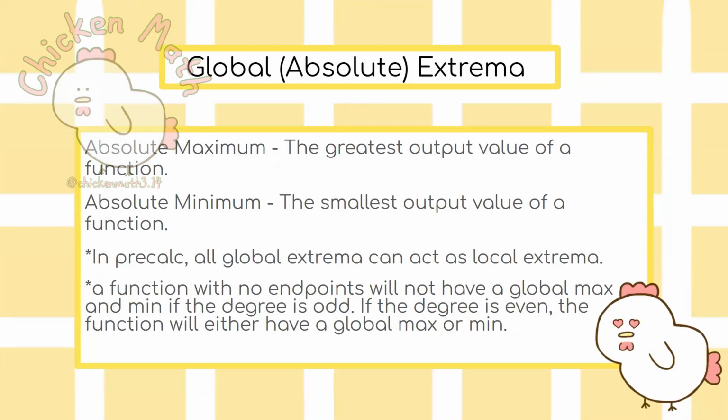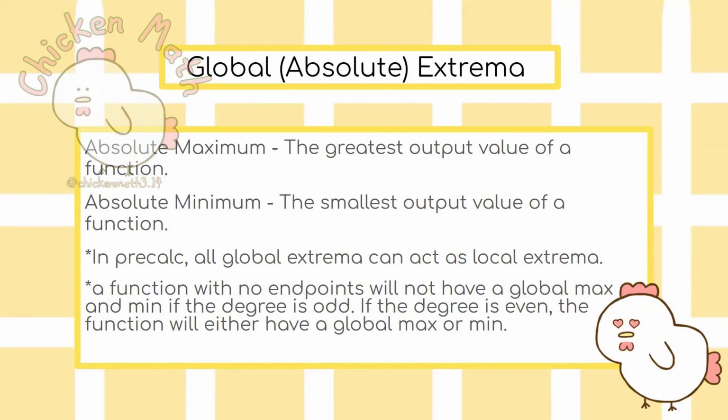Now we will talk about local or absolute extrema, and this basically is an extension of relative or local extrema, but at a much larger scale, essentially encompassing the entire graph. Absolute maximums are the greatest output value of a function, and absolute minimums are the smallest output of a function. In precalculus, all global extrema can act as local extrema.